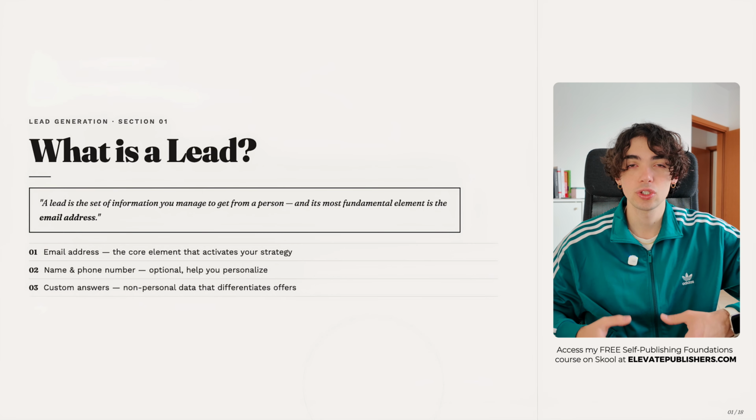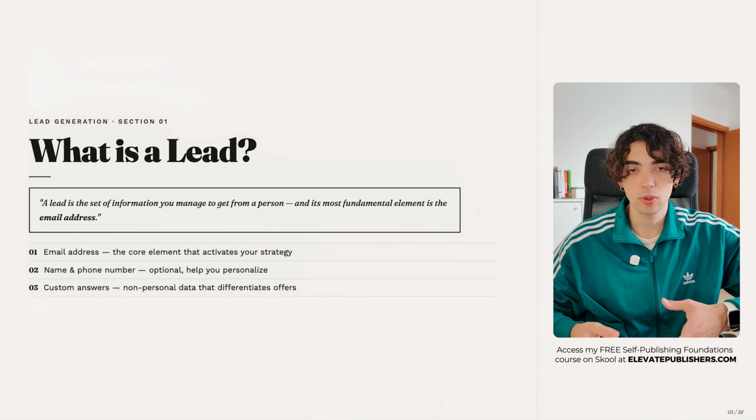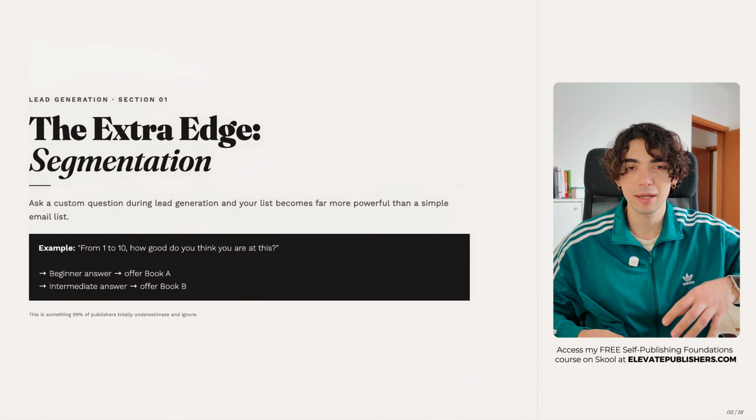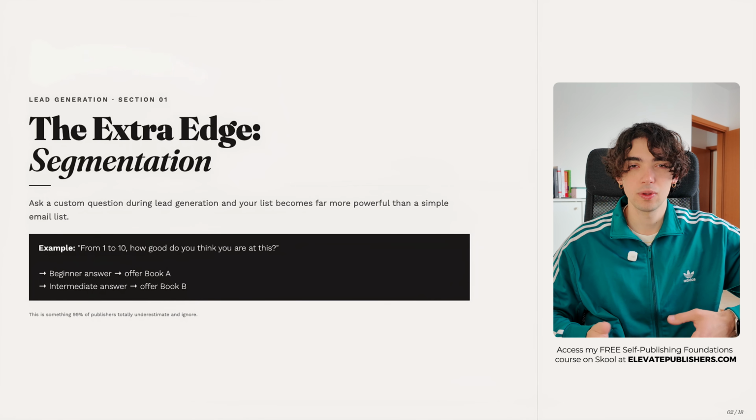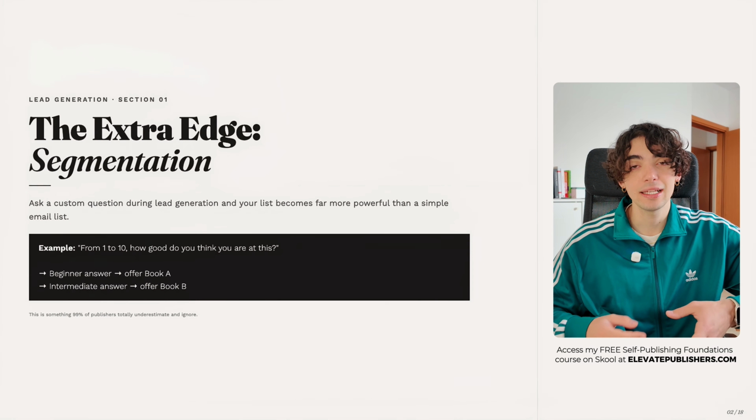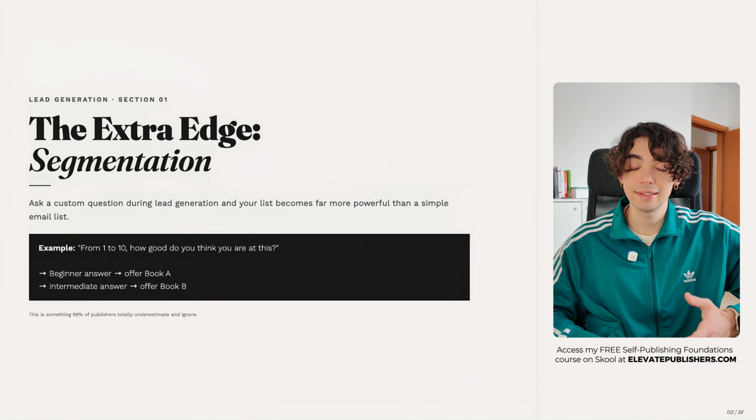However, a lead can also include other elements like a name or a phone number. In some cases, it can even include non-personal data that lets you differentiate your offers, like the answer to a question. For example, if during lead generation you ask for a name, an email address, and the answer to the question, from 1 to 10, how good do you think you are at doing this? The lead you get will allow you to offer one book if the level is beginner and another book if the level is intermediate. And this is already something that 99% of publishers totally underestimate and ignore.